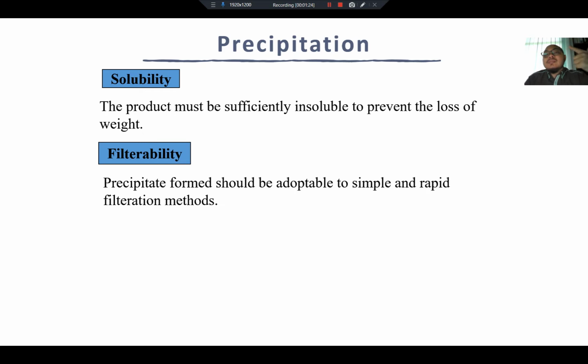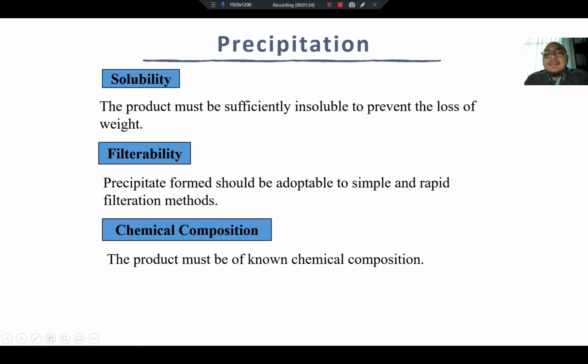Kalau kata even dia insoluble, kita nampak dia, okay, tapi kita nak filter dia tembus. Okay, so it's not use, tak boleh jugalah, okay, not suitable lah.